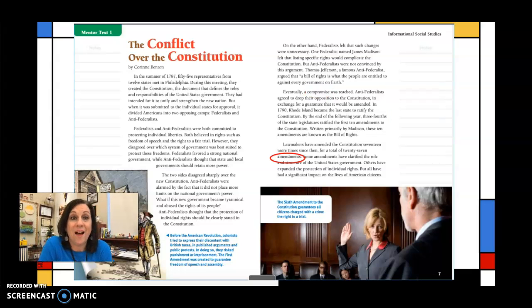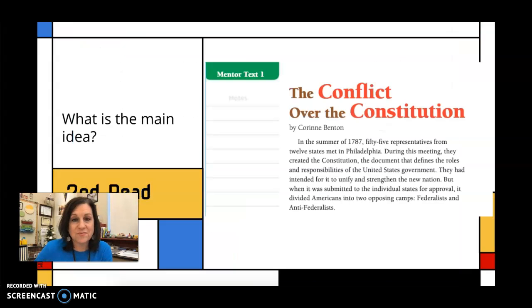Amendments. Well, that's something that we hear a lot about, especially when we're talking about the Constitution. Amended. So the lawmakers amended and changed, made changes to the Constitution. So amend is to change.